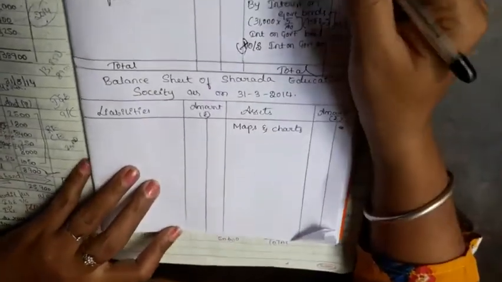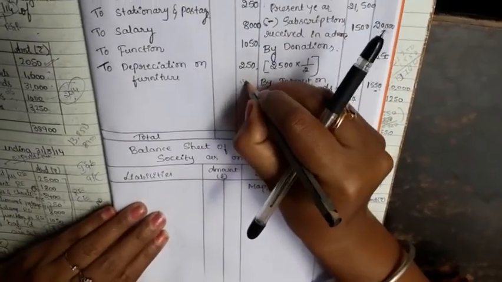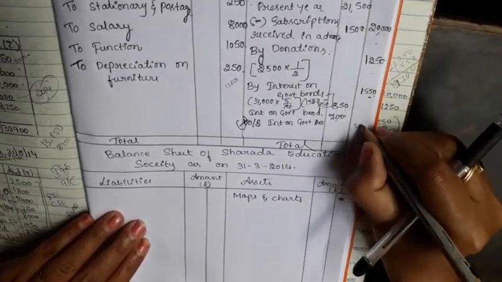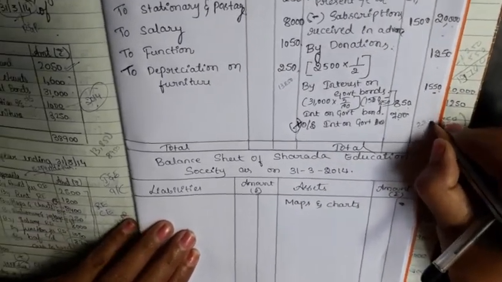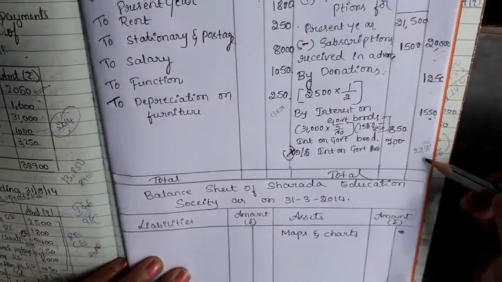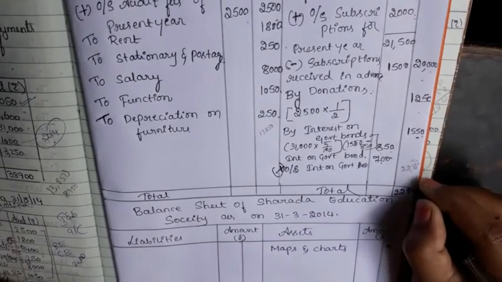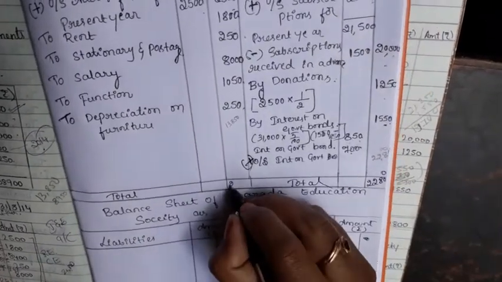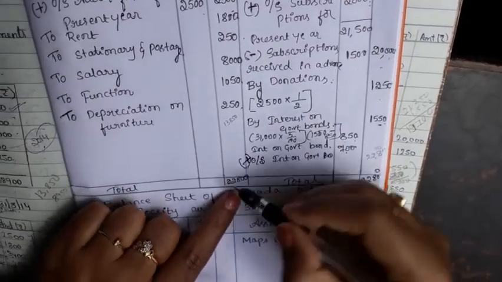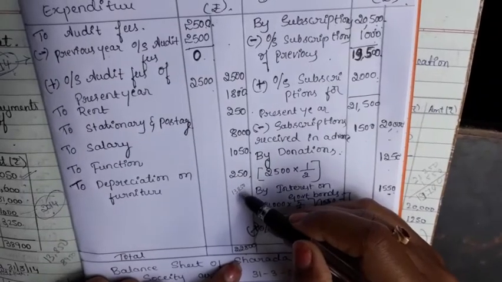The total amount of expenditure is rupees 13,850. The total amount of income is rupees 22,800. So whichever is higher, 22,800. Out of rupees 22,800, the total amount of expenditure, rupees 13,850, is deducted.